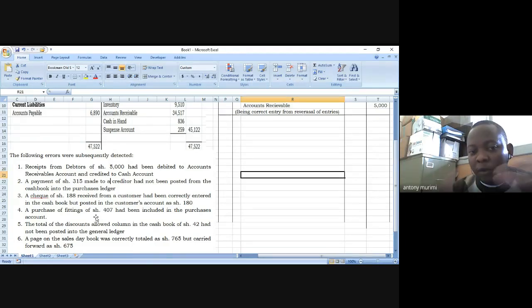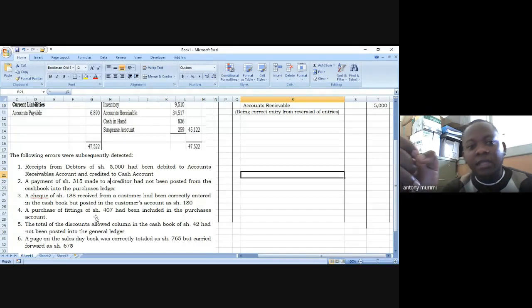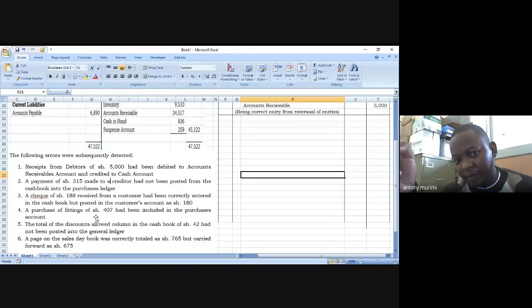But the mistake that was done here is that instead of debiting debtors, he credited. Instead of debiting cash, he debited. Sorry, instead of debiting cash, he credited cash. And instead of crediting debtors, he debited debtors.